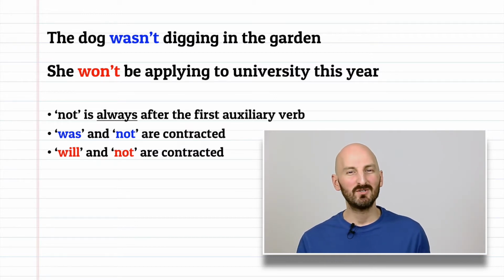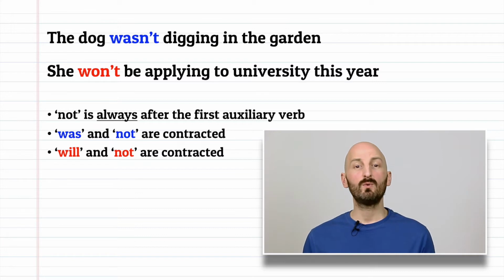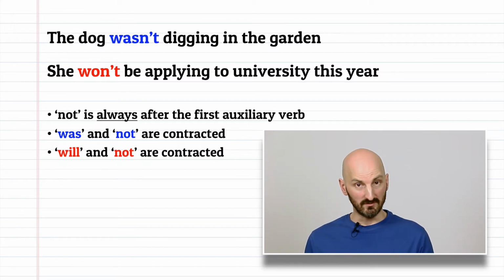Other examples include the dog wasn't digging in the garden, and she won't be applying to university this year. You should be getting used to the contractions by now as well. Remember, when there are two auxiliary verbs in a negative sentence, we always put not after the first auxiliary verb. Finally, perfect continuous tenses are formed with exactly the same method as the others. It's all good news today, so there's nothing to be afraid of.